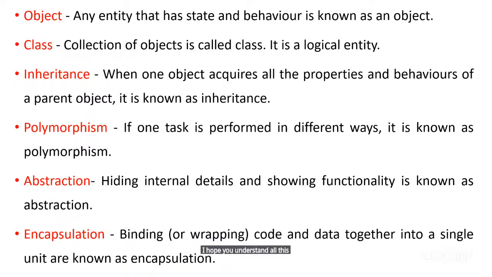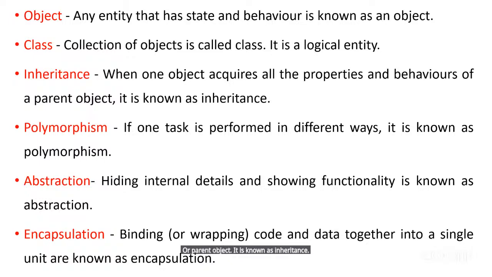Once again, I'll give you a quick recap. What is a class? A class is a blueprint or a collection of objects. You can say it is a logical entity. An object is any entity that has state and behavior. What about inheritance? Inheritance means when one object acquires all the properties and behaviors of a parent class or parent object, it is known as inheritance.